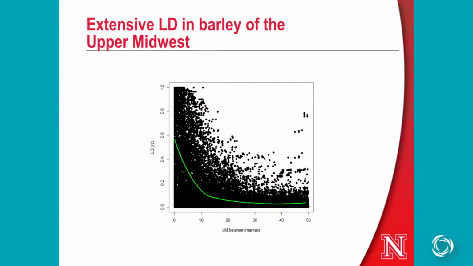Another example is barley. The effective population size of all the barley germplasm in North America is much, much smaller. It's much, much less diverse. So LD decay, at least in this barley from the upper Midwest, decays more slowly. We have fairly decent LD, and I define decent LD as somewhere around 0.2, extending out to about 8 centimorgans on this barley consensus map.